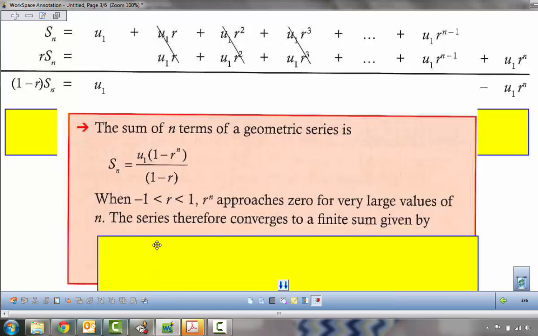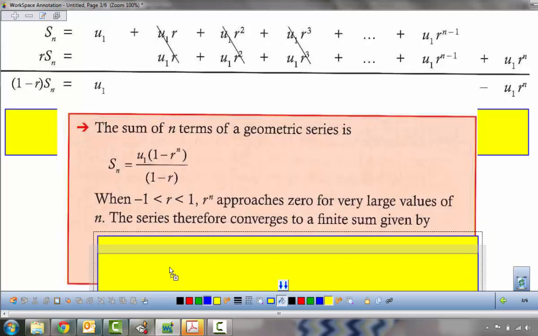Now, if the common ratio is a fractional value, if it's between -1 and 1, this r to the n is going to approach 0 for very, very large values of n. So as n gets huge, this thing effectively becomes 0. Because a number less than 1, a fraction, raised to a huge number, is going to get smaller and smaller and approach 0 as n goes to infinity. So if we have an infinite series, if n is going on and on and on, and the series never ends, and r is between these, we actually have a sum.